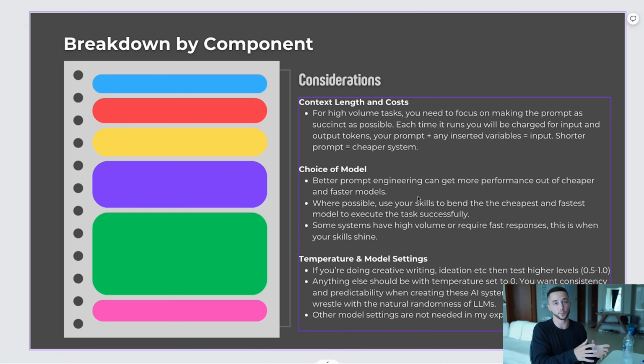So 3.5 Turbo is basically free. Like this thing, OpenAI has made that so cheap. And whenever you're watching this video, it might be different, but the cheapest, fastest model should be your go-to. And if you can't get it working there, then you can go up. But you have the skills now. If it has high volume and requires fast responses, this is when your skills will shine, because you can create prompts that perform fast and cheap.